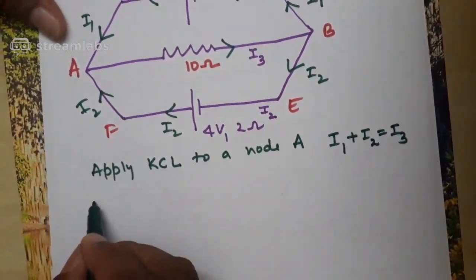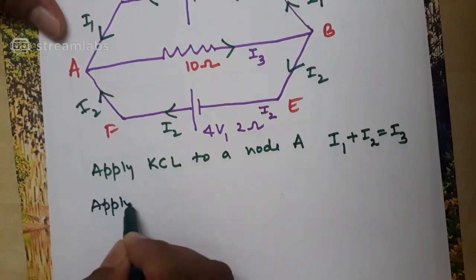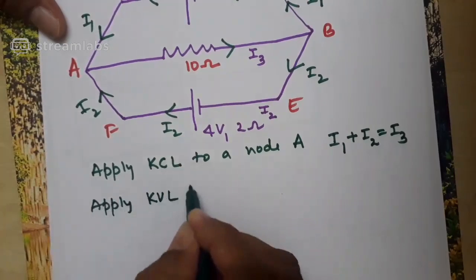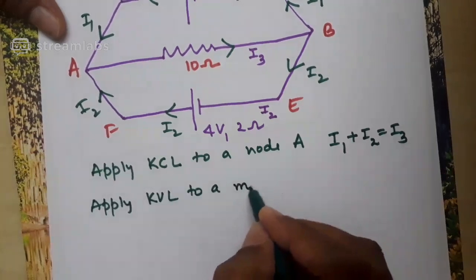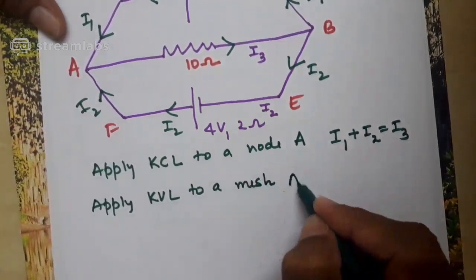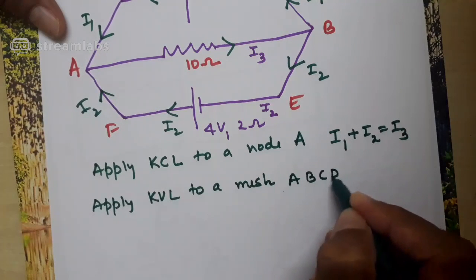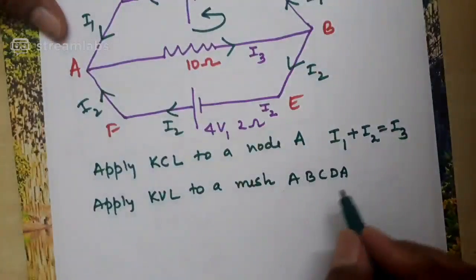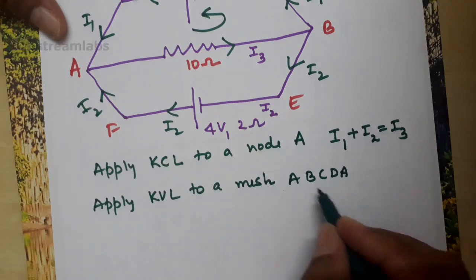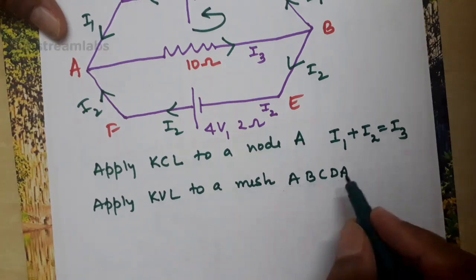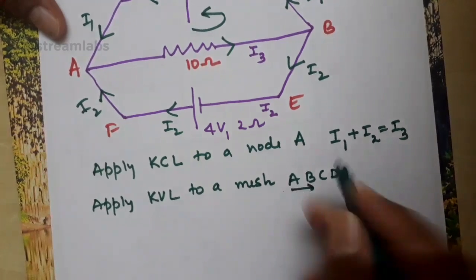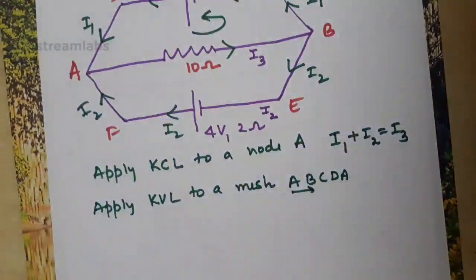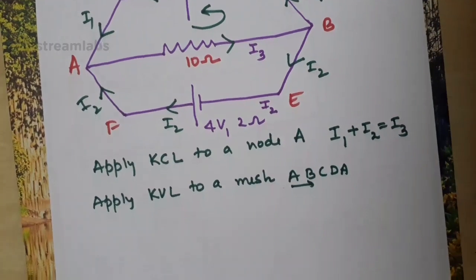Now you apply KVL to the mesh A, B, C, D, A. See, this is the direction of traverse I selected: A, B, C, D, A. So if you apply KVL to the mesh A, B, C, D, A, you're moving from A to B first. You know the rule: the algebraic sum of the products of current and resistance, and the EMF, in the mesh is equal to 0.